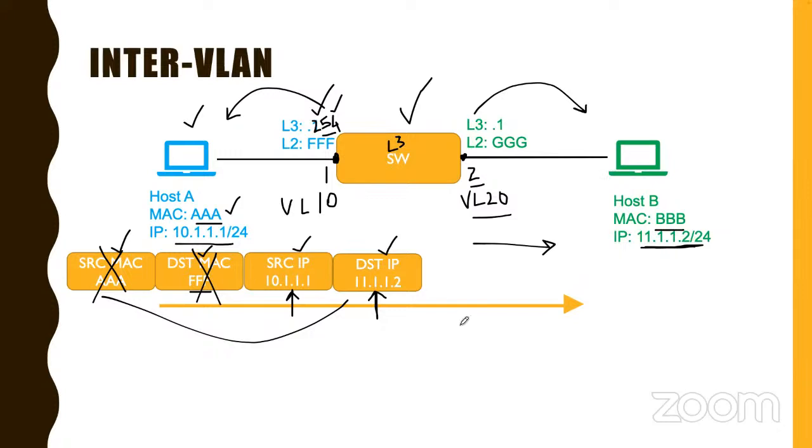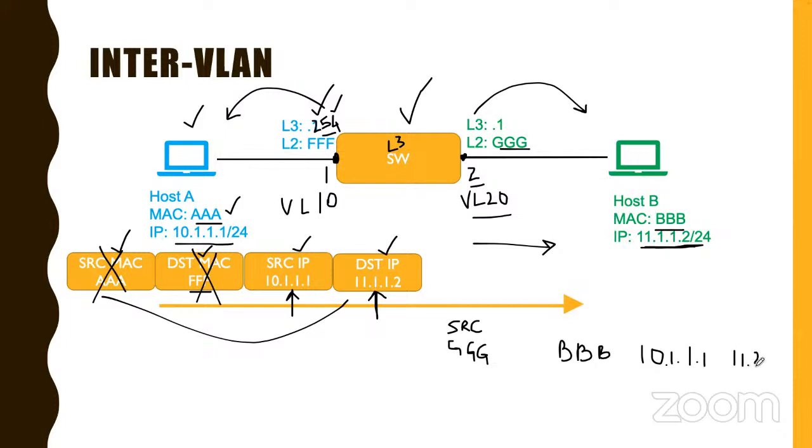Then a frame will be formed with the source MAC. What will be the source MAC now? This MAC, DDD. What will be my destination MAC? BBB. Source IP? The host IP will not change. Source IP will not change, 10.1.1.1. Destination IP, 11.1.1.2, will also not change.